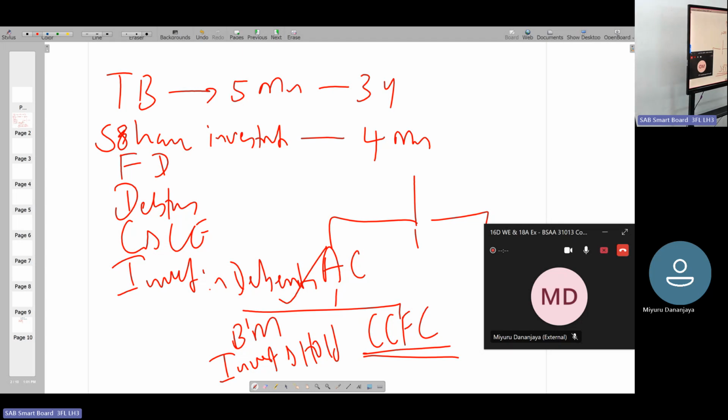For financial liabilities, there are two categories: amortized cost and fair value through P&L. There is no fair value through OCI. That is different for financial liabilities. That's how the standard explains it. Thank you very much.